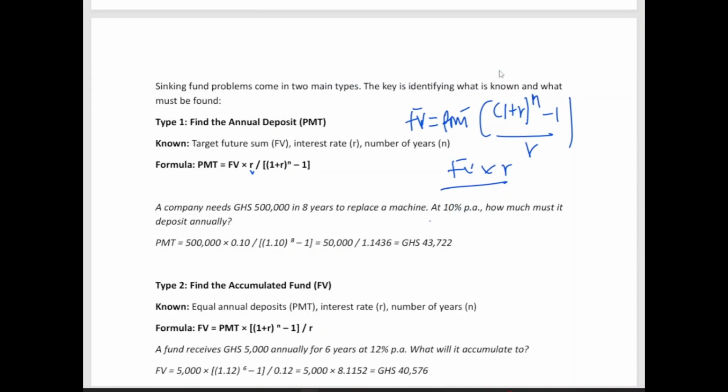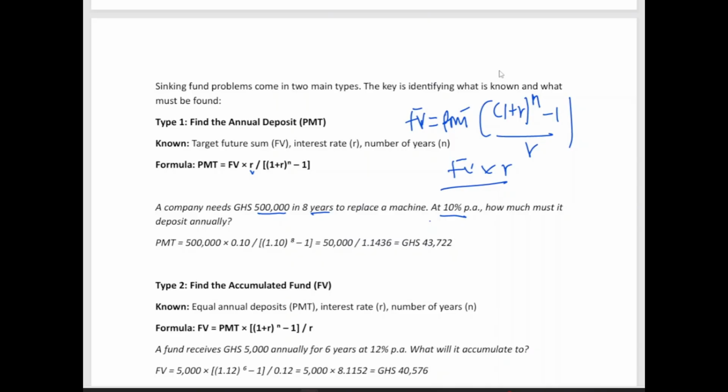So let's look at a quick example. A company needs 500,000 in 8 years to replace a machine at an interest rate of 10% per annum. How much must it deposit annually? So we know that our future value in 8 years is 500,000 at an interest rate of 10%. So how much must it deposit annually?